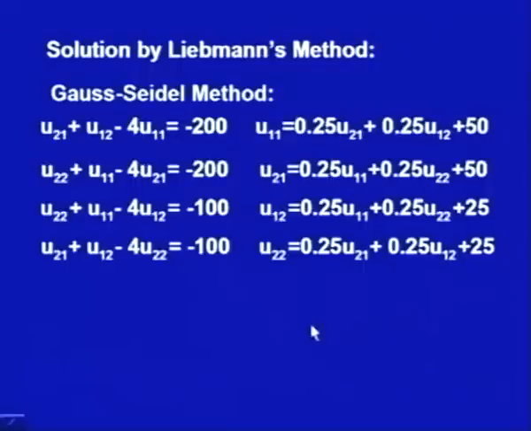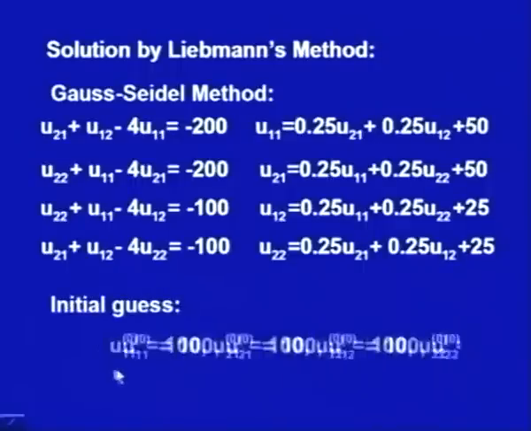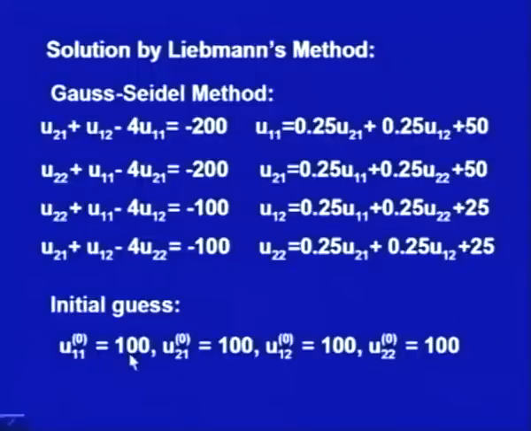Now, we start with some initial guess. For example, here we are taking all the variables as 100. It may not be a very nice guess, but let us start the example with all of them as 100, because we have boundary conditions at 3 points as 100. So, we start with the initial guess as 100. Now, for the first iteration, we get the first approximation of u11, u21, u12 and u22 using this initial guess. So, let us see how we get it.